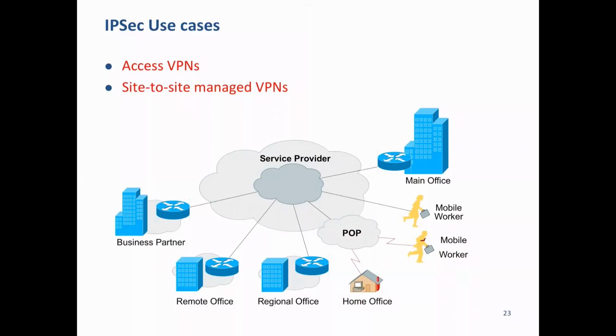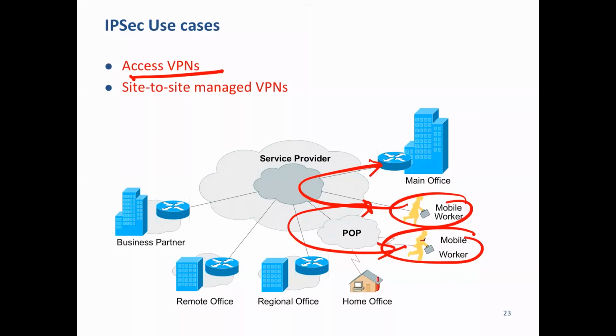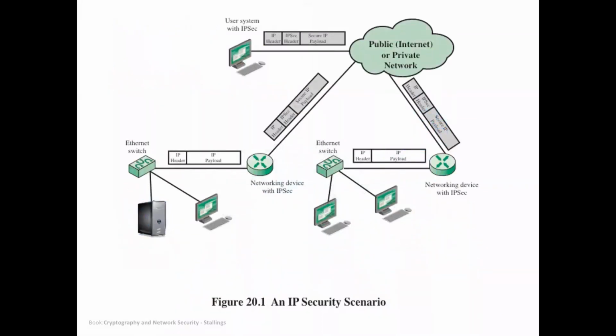Okay. A use case is the access VPN that you often use when you go home and you want to securely connect to the company's office. Mobile workers can connect to the office through this, or mobile workers internally can connect to each other. A regional remote office can connect to the main office securely, and so on and so forth, right? Now in terms of IPSec, you can see if there is a user here, say Alice, Alice's machine can create an IPSec header.